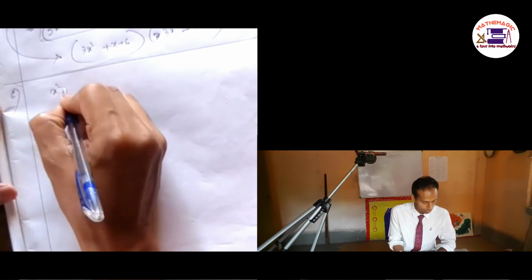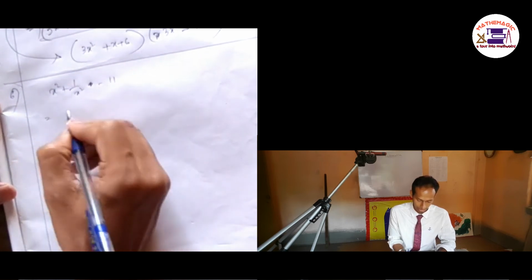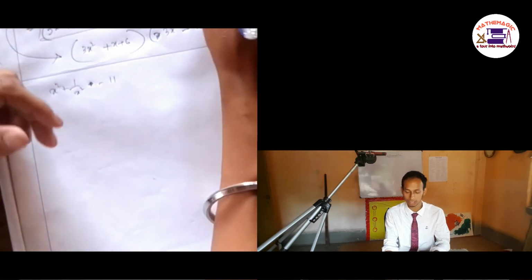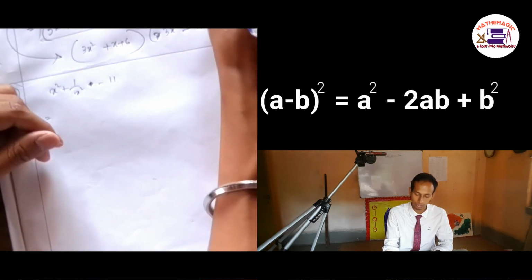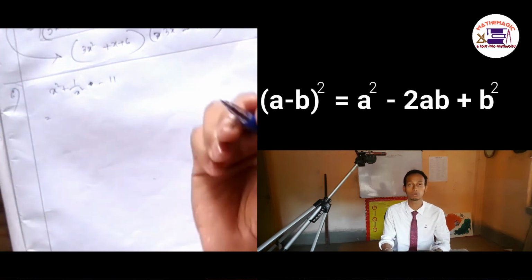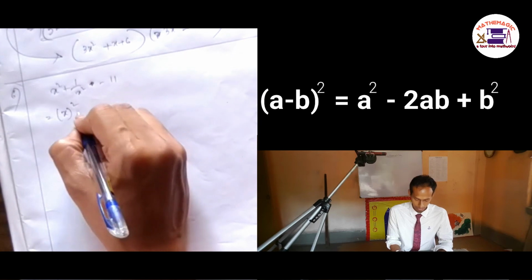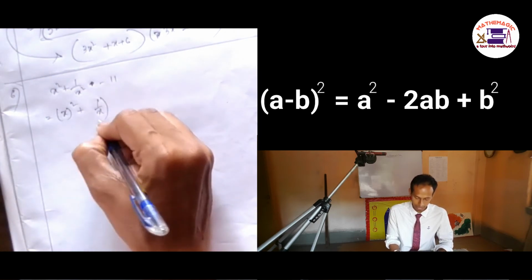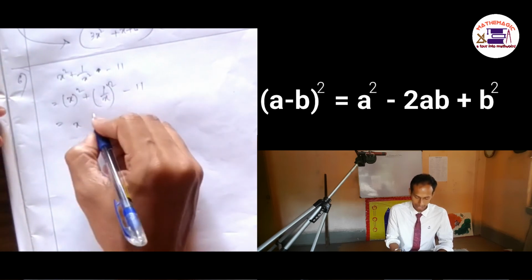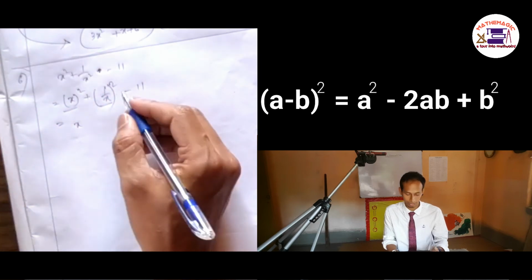Like this one, x square plus 1 by x square minus 11. In this part also, we use another identity, what I was telling you, that a minus b whole square is equal to a square minus 2ab plus b square. This formula we have to use over here. Like this is our x, and like that we can write, here is our a square, this is b square. So what is our a? It is x, and what is the b? It is 1 by x.